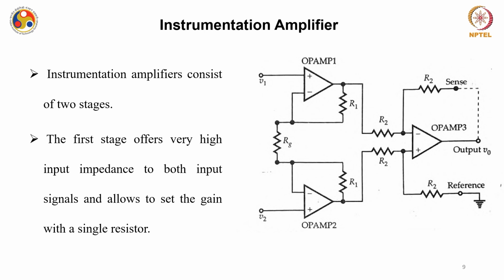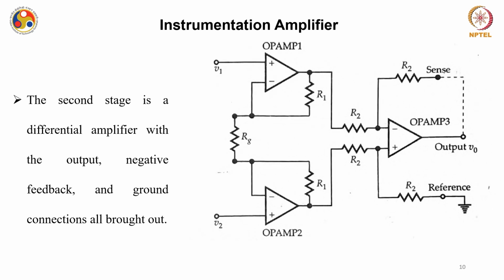The first stage offers very high input impedance to both input signals and allows you to set the gain with a single resistor. Then the second stage is a differential amplifier with the output negative feedback and ground connected here. You can see this configuration. You have this output, and this is connected to reference through this resistor R2.